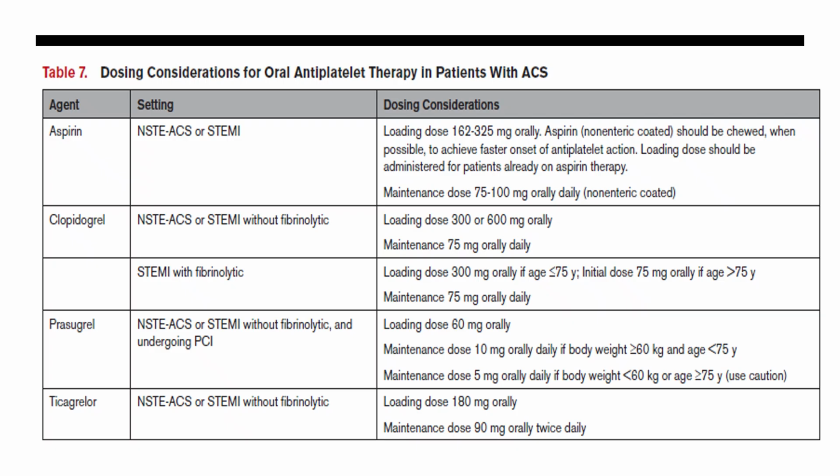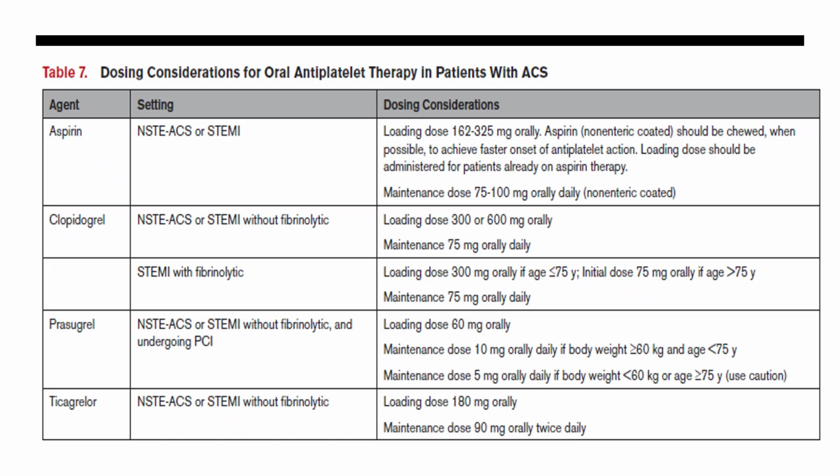Then dosing considerations for oral antiplatelet therapy in patients with acute coronary syndrome. Aspirin in non-ST elevation or ST elevation MI: loading dose of 162 to 325 milligrams orally. Aspirin non-enteric coated should be chewed when possible, that way there is a faster onset of antiplatelet action. Then loading dose should be administered for patients that are already on aspirin therapy. Maintenance dose is 75 to 100 milligrams orally once daily.